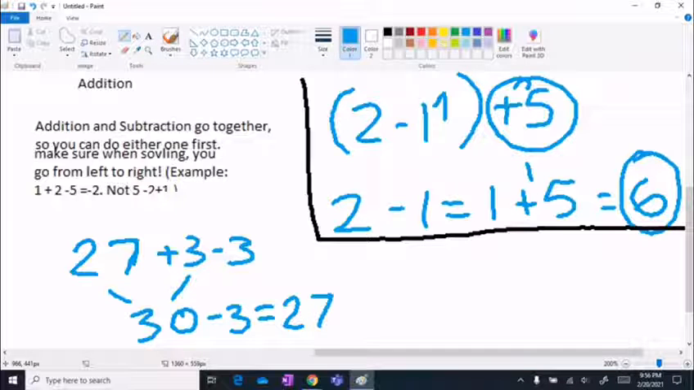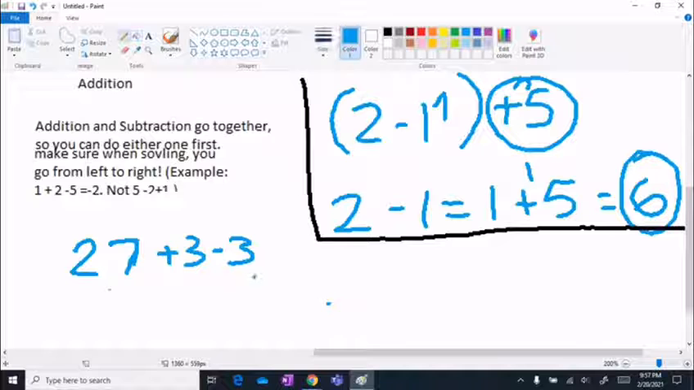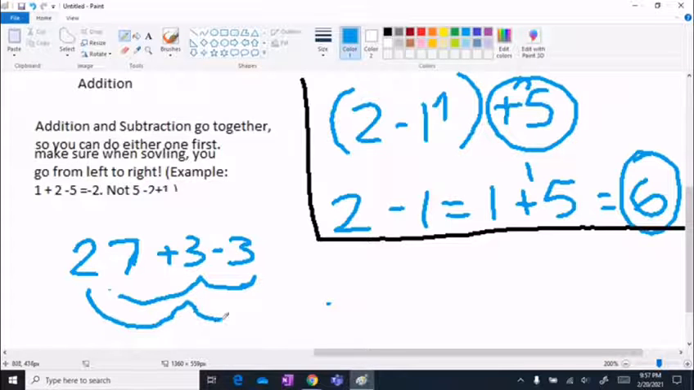It would work if you did 27 minus 3, which would be 24, and then add 3 again, which would be 27. If I were to go the other way and go 3 minus 3 plus 27, that would get us a really deep negative number, which is why you go from left to right. 27 plus 3 minus 3. And we just finished addition. Good job, guys. Let's move on to the next one, and the final one as well.